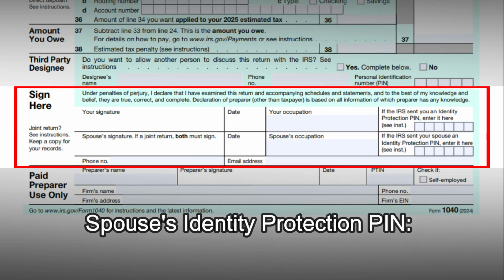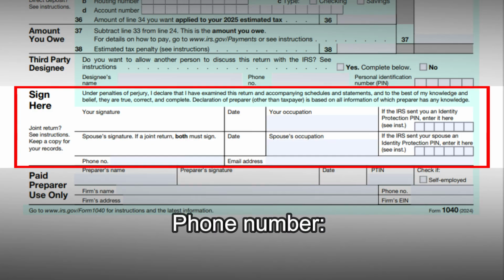Additional contact information. Phone number. Provide your phone number and your spouse's phone number, if applicable, in case the IRS needs to contact you about your return. Email address. You may also include your email address here. The IRS may use this to contact you if there are questions about your return or for other correspondence.